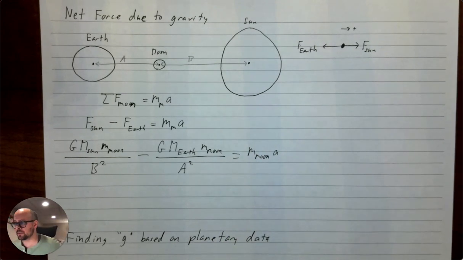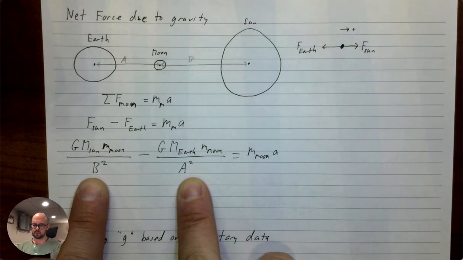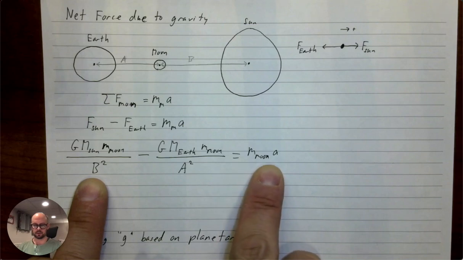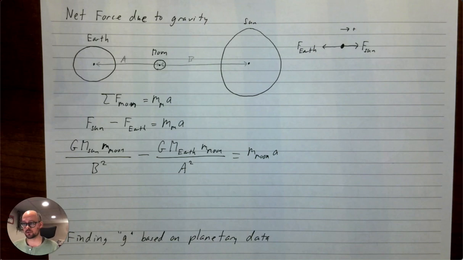And so, a couple things to notice about this. If these two forces are equal, then the net force is 0, and the moon would experience no acceleration. That would be kind of weird. The moon would just drift in a straight line for a little while until this net force was 0.